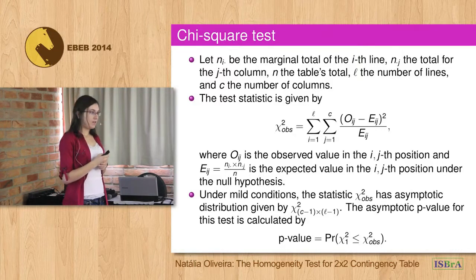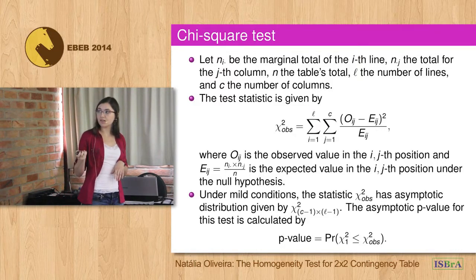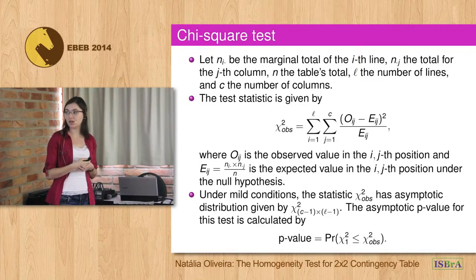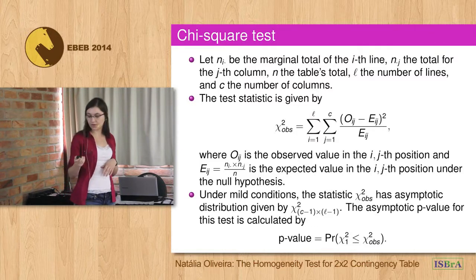So the chi-square test, I guess most of you are already familiar with. We have the test statistic, chi-square, where O is the observed values and E the expected values, and under mild conditions it has an asymptotic chi-square distribution, and the p-value follows directly from that.